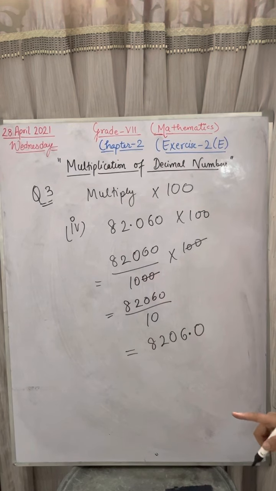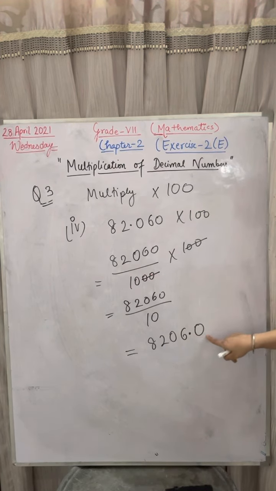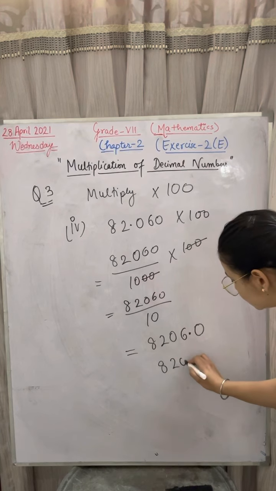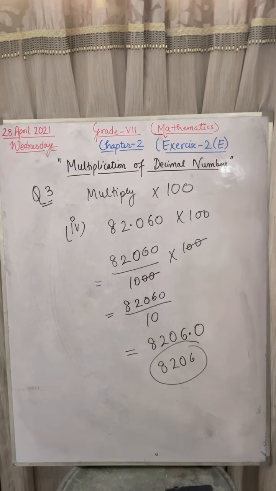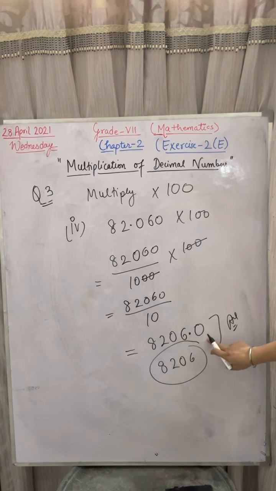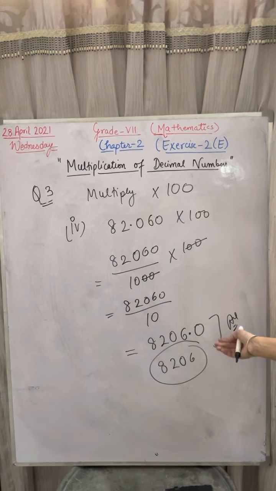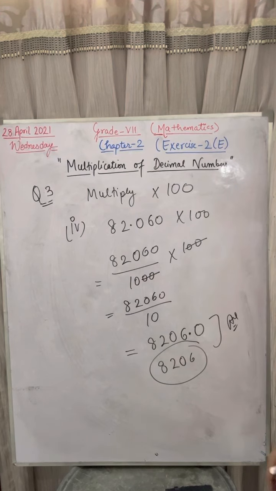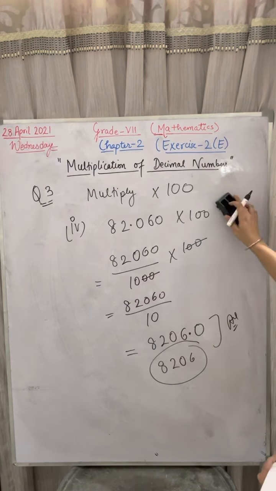I have told you that if after the decimal only 0 is there, then you can leave your answer here also. It is also correct. 8206, this is also correct. Both answers are correct. After the decimal, 0 has no value if it is given at the last. If it is given in between or in the beginning, then it has a value. So you can write your answer in this way or in this way. Both are correct.